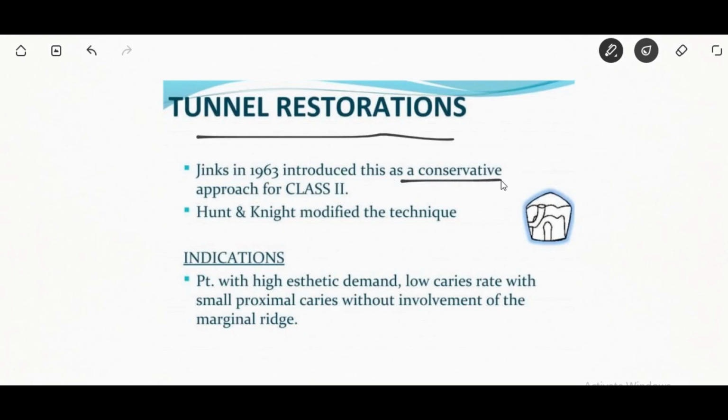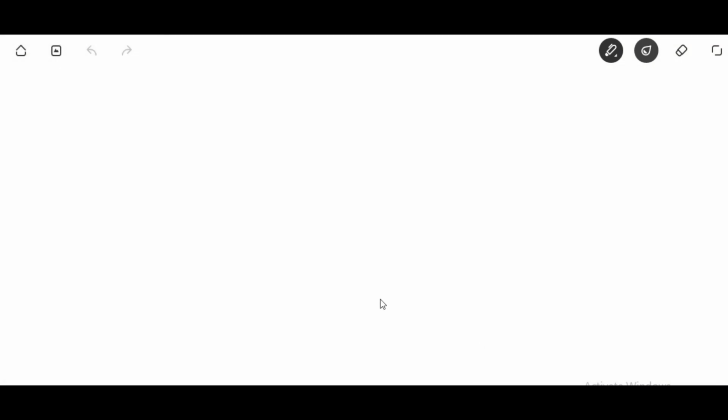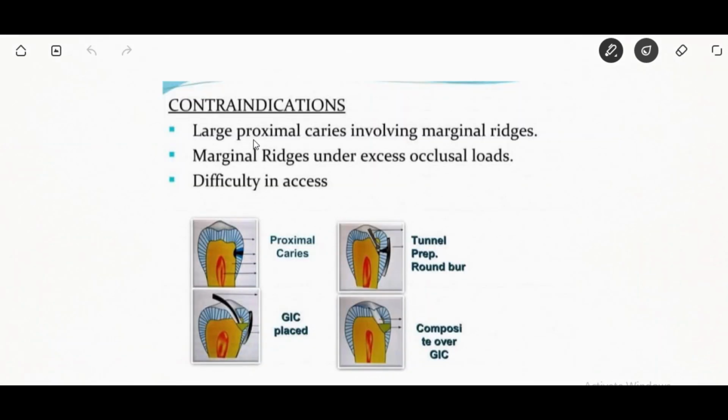What is tunnel restoration? It is a conservative approach for class 2 restorations. It is indicated in patients with high aesthetic demands, low caries rate, with small proximal caries without involvement of the marginal ridge. So it doesn't involve the marginal ridge. It is contraindicated in large proximal caries involving the marginal ridge or marginal ridges that are under excess occlusal load.